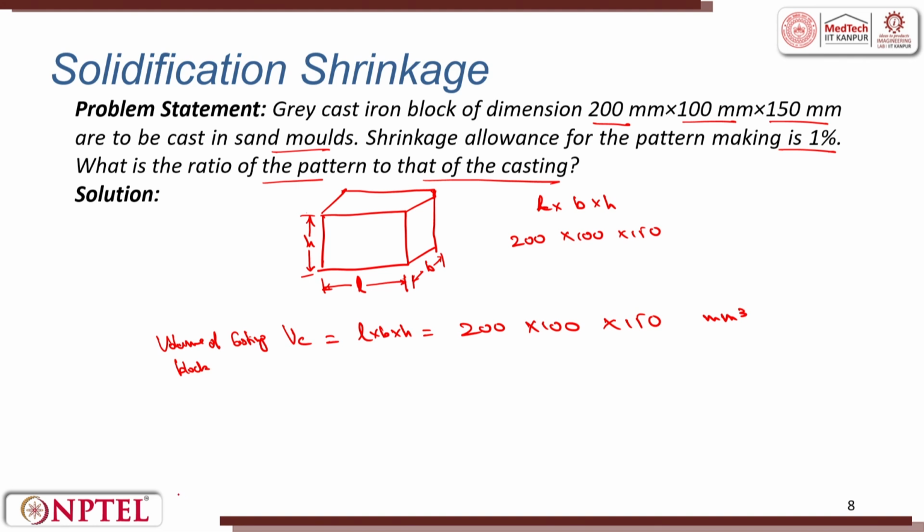Now, it is given that it is a grey cast iron block. Grey cast iron, we know, expands on cooling. So, therefore, let us see the volume of the pattern.